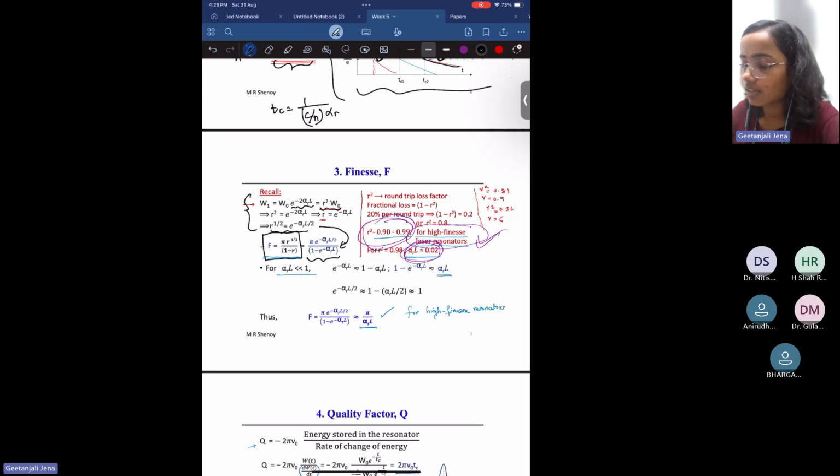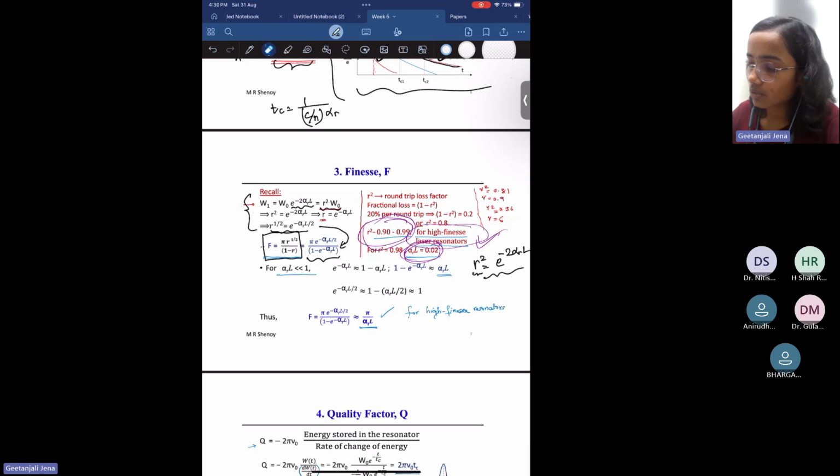Now let's say we have a cavity whose round trip loss, that is the reflection term, lies between 0.9 and 0.99. For this case, R squared is related to alpha R L as e to the minus 2 alpha R L. So if R squared lies between 0.9 and 0.99, from this equation you can easily calculate alpha R L. If you calculate it, it will be much less than 1. Like for 0.98, it is 0.02.